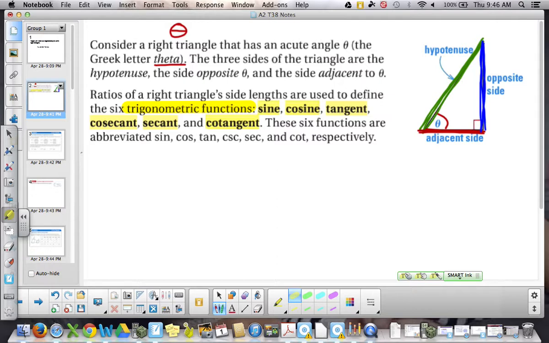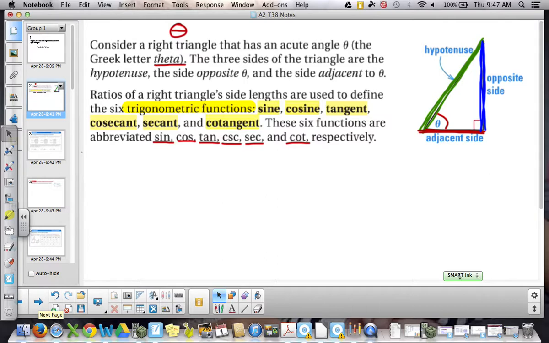All right, and the abbreviations that we use for those: for sine, it's just S-I-N, cosine is C-O-S, tangent is T-A-N, cosecant is C-S-C, secant is S-E-C, and cotangent is C-O-T. All right, so that's how we identify our 6 different trig ratios.